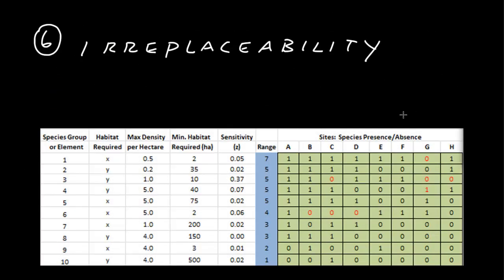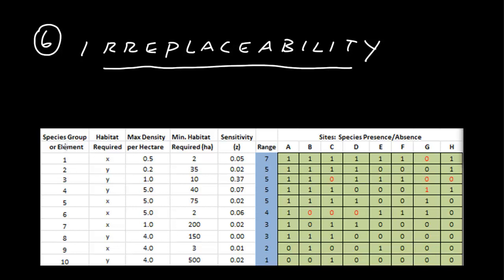Now there's one final guiding principle here that I'll mention, and that is irreplaceability. Kind of a long term here. Sites that are irreplaceable are perhaps more valued in our reserve network versus other sites. So what do I mean by that?